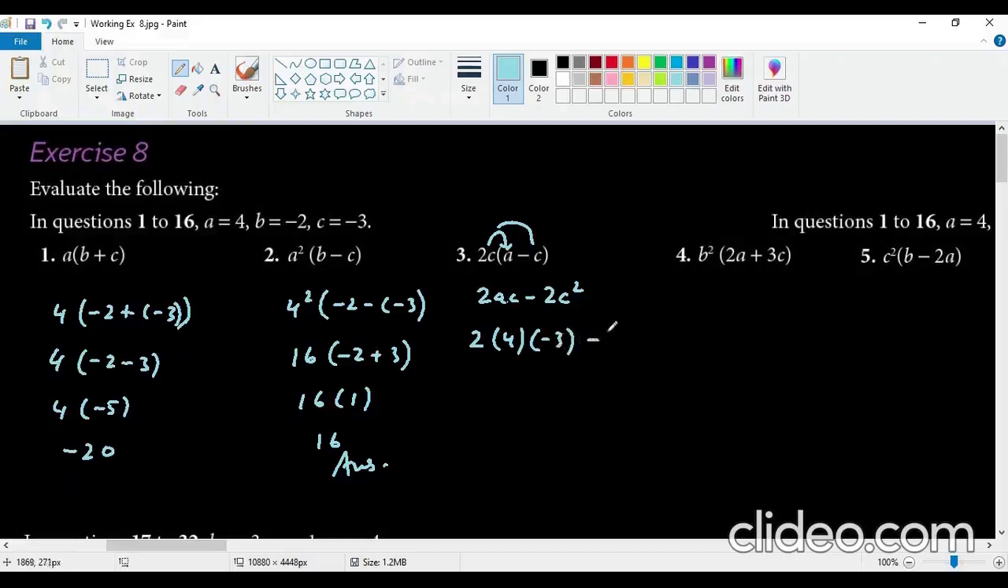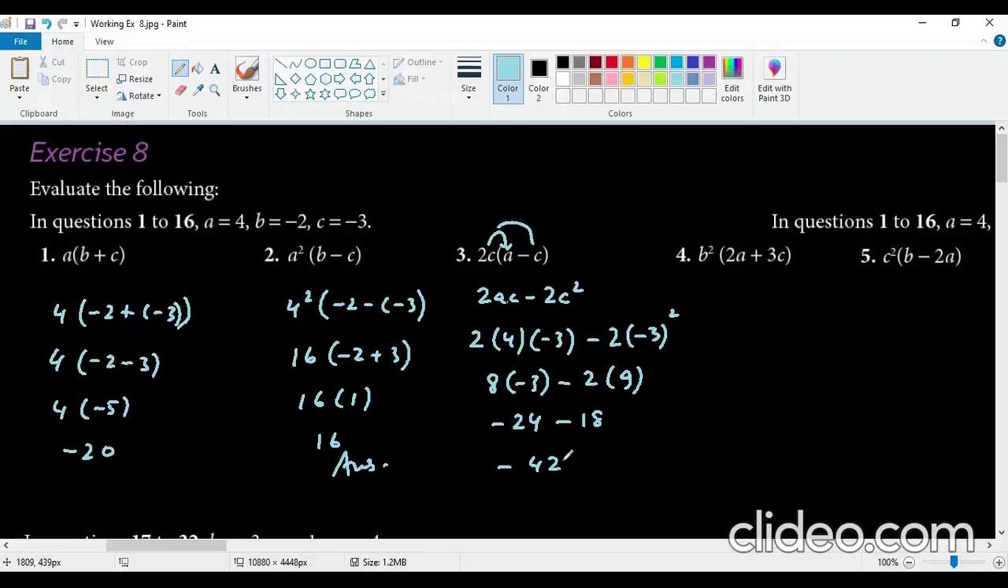Negative 2 times c value is negative 3. So it's going to give you a square. So now evaluating, the 2 times 4 is going to give you 8 minus 3 minus 2, and this is going to give you a positive 9. So this is going to give you minus 24 and minus 18, and minus 24 and minus 18 is going to give you negative 42. That is going to be the answer for this question.